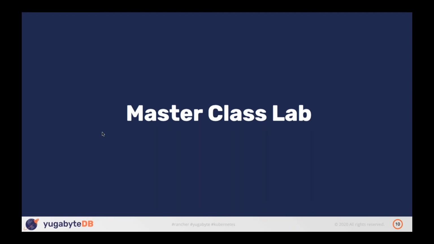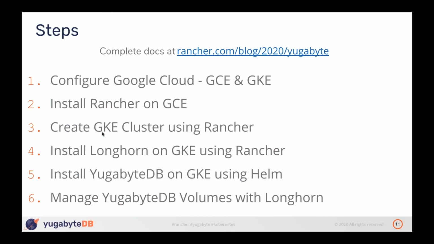Okay, perfect. So in the lab itself, there are 6 big steps. The complete docs are already live on rancher.com, at rancher.com blog 2020 Yugabyte.